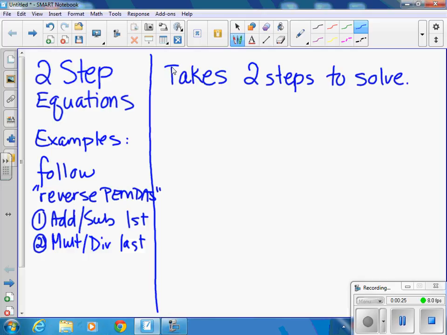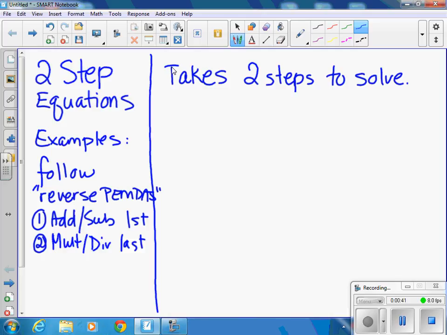Before, when we were doing our one-step equations, we were just either adding, subtracting, multiplying, or dividing, and then we would wind up with our x equals something and we would get our answer. This time we're going to have to do 2 steps in order to get our variable all by itself.